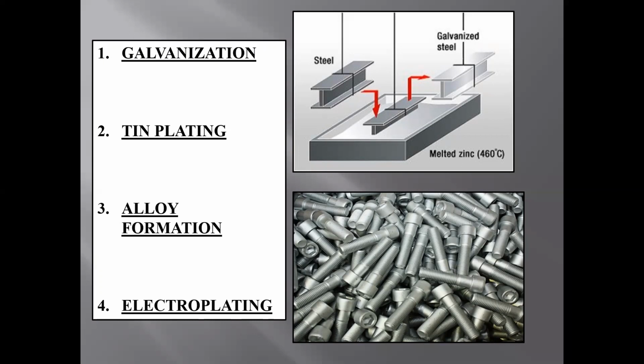So these are the different examples or different ways by which we can prevent rusting from occurring, and this is the topic which we will be learning up to today. I hope you all understood the lesson up to this.